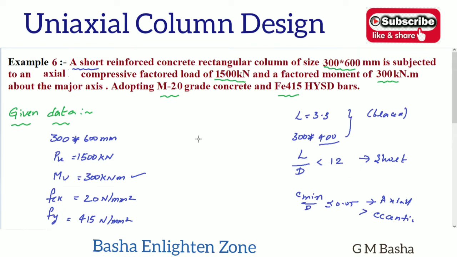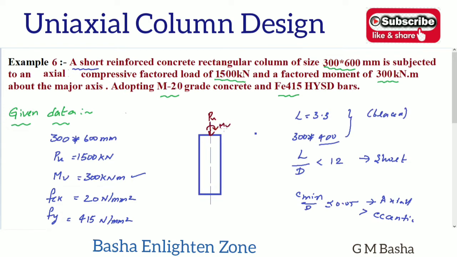See here, so this is the column. We know that exactly at the center there will be the axis of that particular column. So what is the meaning of an axially loaded column? Exactly, the load is passing along the axis. Like this, the load is passing along the axis. That is the meaning of the axial compressive factored load. And that is some 1500 kilonewton, and a factored moment of 300 kilonewton meter, meaning one more additional moment is developed here.